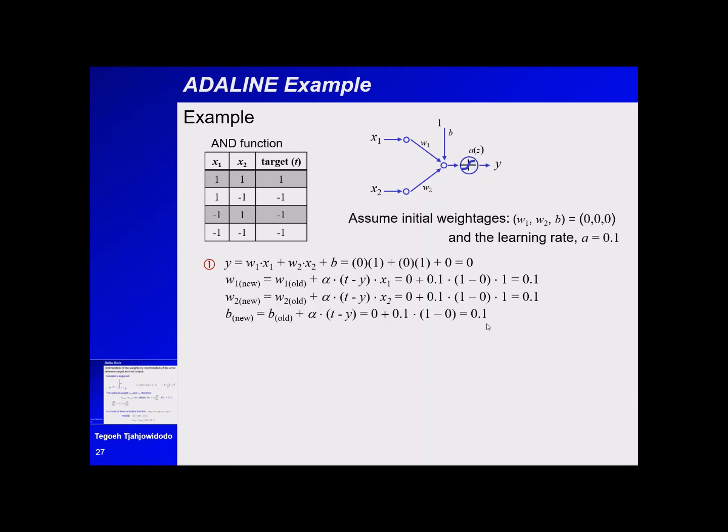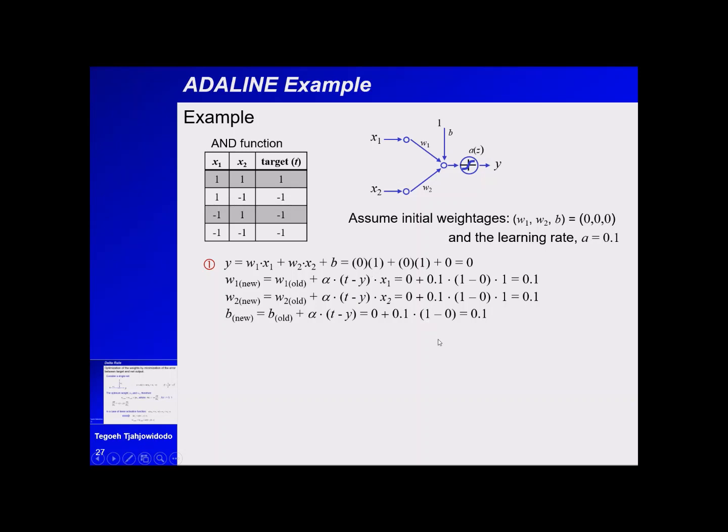So after this first iteration, I will have 0.1, 0.1, and 0.1 for W1, W2, and B. Now I will continue the training because I still have an error, obviously. The target is 1, the output is 0, so I still have an error. So I continue the training there, but now I will use the second data set, 1, minus 1, minus 1.